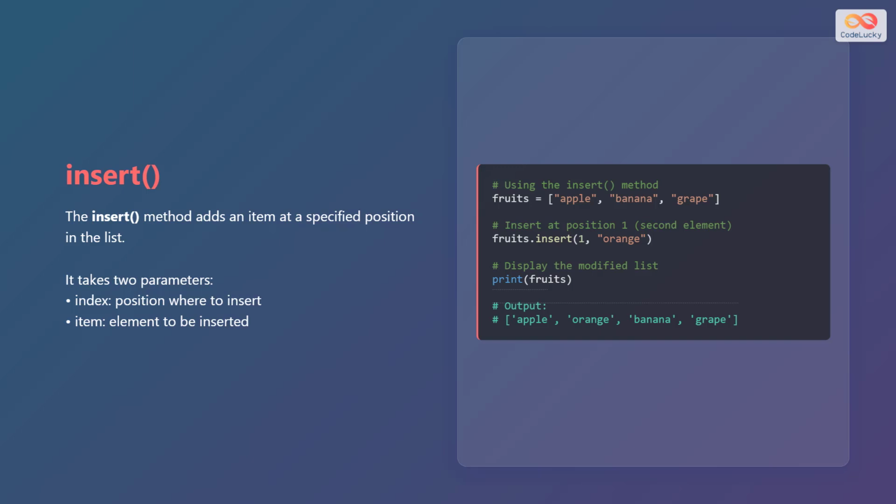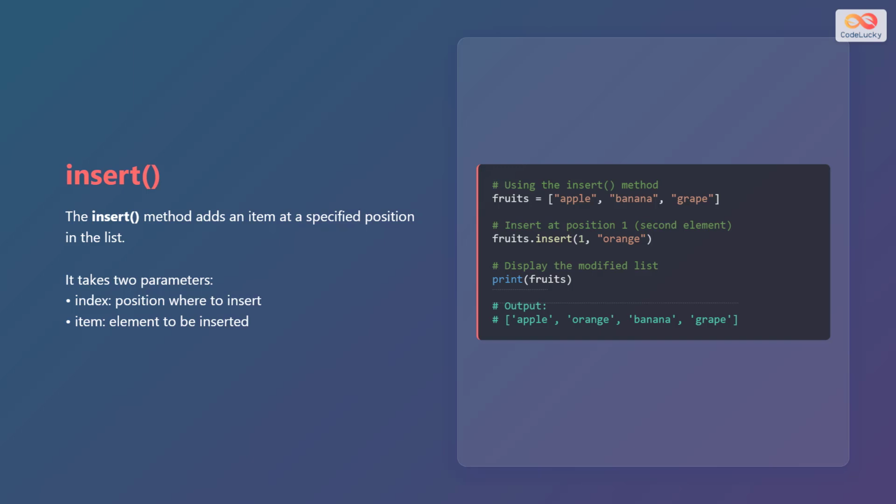Now let's explore the insert method. The insert method adds an item at a specified position in the list. It requires two parameters: the index where you want to insert the item, and the item itself. Let's see it in action.